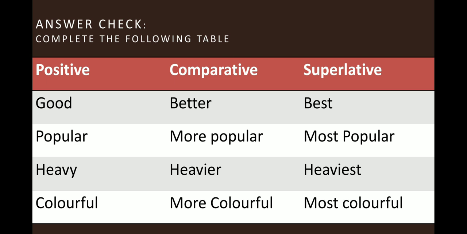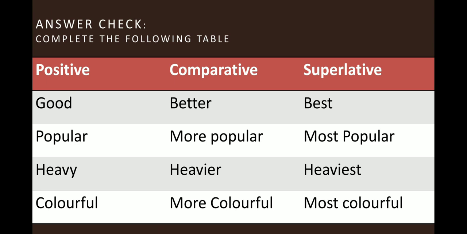Now let's check our answers. You are told to complete the following table with the positive, comparative, and superlative forms of these adjectives. You were given good, so your comparative is better and superlative should be best. You were given more popular. The positive for it is popular and the superlative is most popular. You were given heavy, and the comparative for heavy is heavier and the superlative is heaviest. You were given colorful. The comparative for colorful is more colorful and the superlative is most colorful.